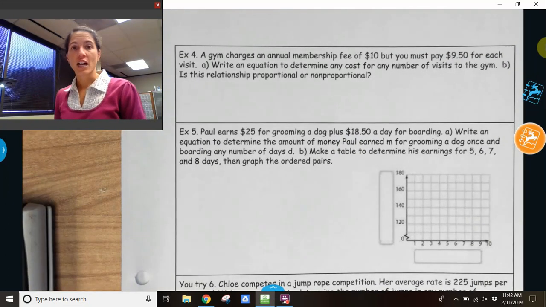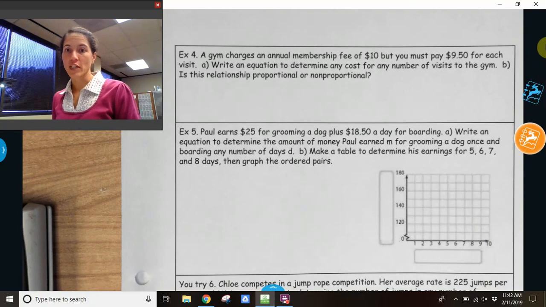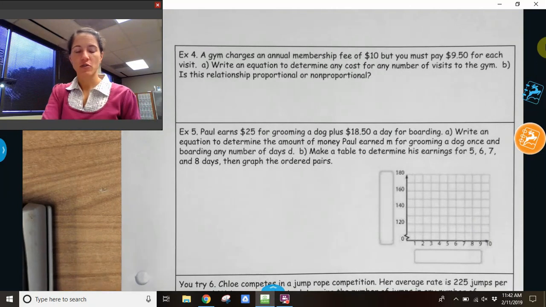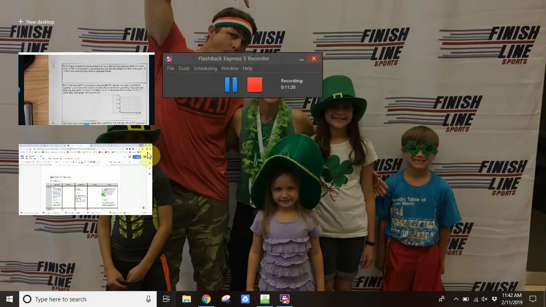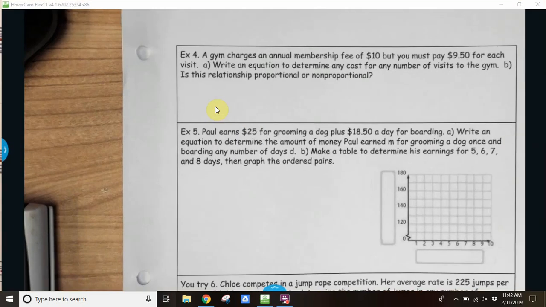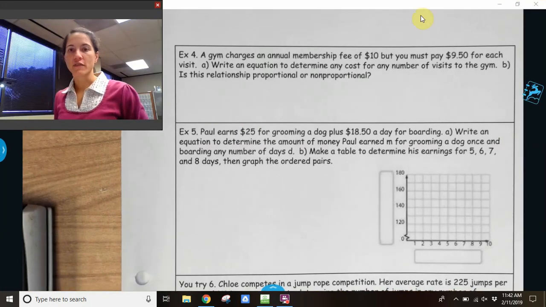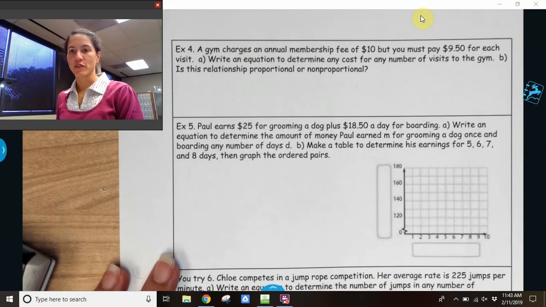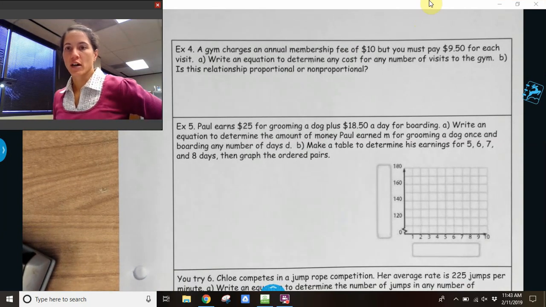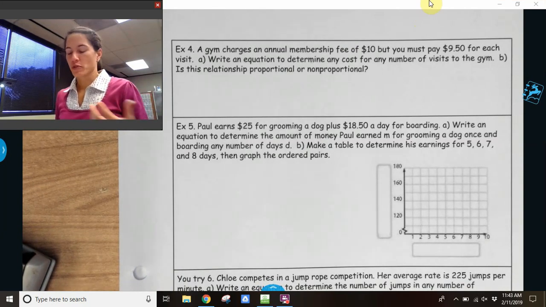Example 4. A gym charges an annual membership fee of $10. I just wonder what my time is. Hang on one second. An annual fee of $10, but you must pay $9.50 for each visit. Write an equation to determine the cost. Is the relationship proportional or non-proportional?